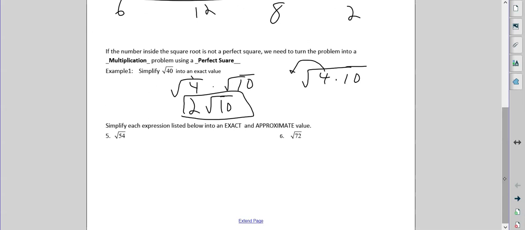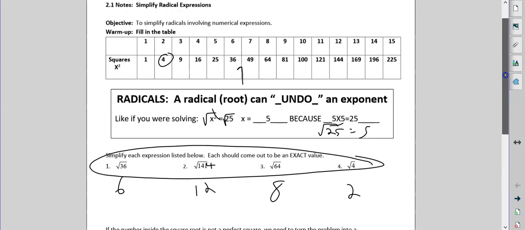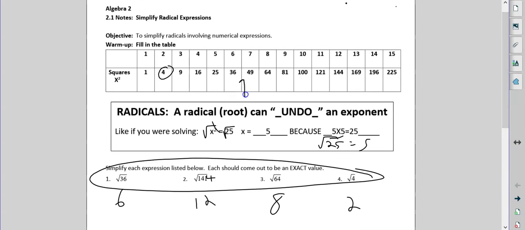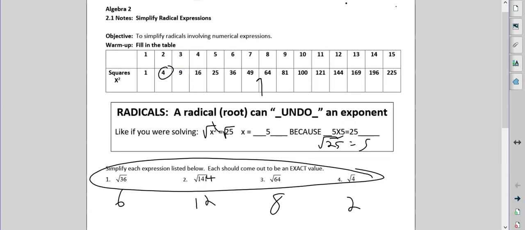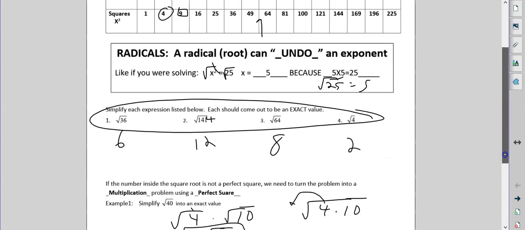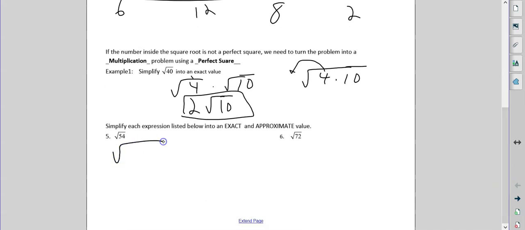All right, so now we're going to look for numbers that go into 54. Okay, so we go back to our chart, find where 54 would be, which would be right here in between those two numbers, and find the biggest number that goes into 54, and that would be 9. Sorry about that. Okay, this would be 9 times 6 is 54. Okay. The 9 is going to come out. The square root of 9 is 3, and the 6 stays inside.